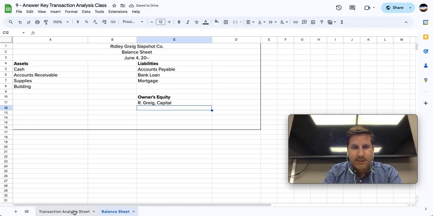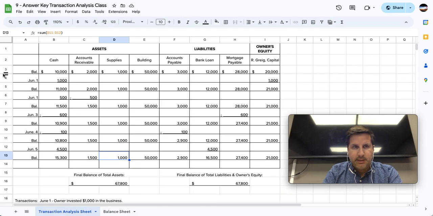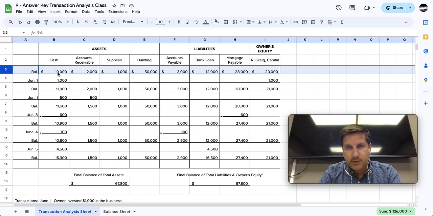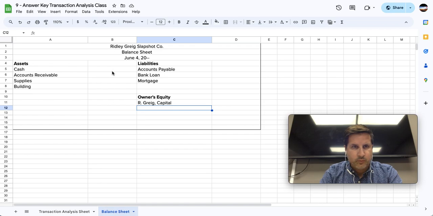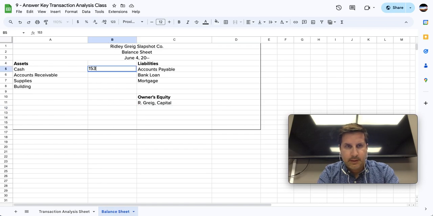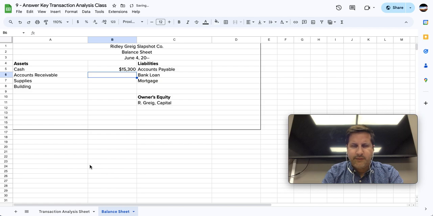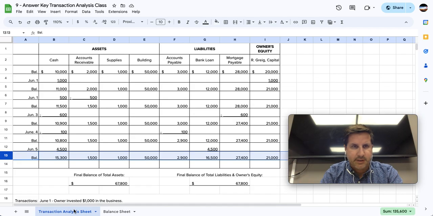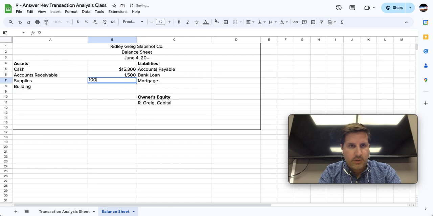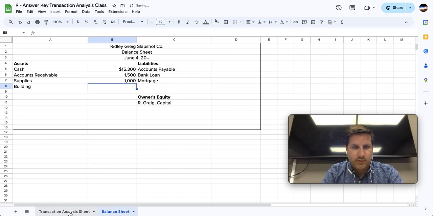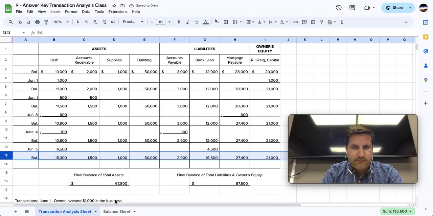Now I want to use my updated numbers. I'm not using these numbers because that's old. That no longer applies to the business. I'm using these. So my cash is 15.3. And I've pre-done the formatting. You can watch the first balance sheet for dollar signs and underlines and all that stuff. Then I got 15,000, 1,500, $1,000. And my building is worth 50 grand.